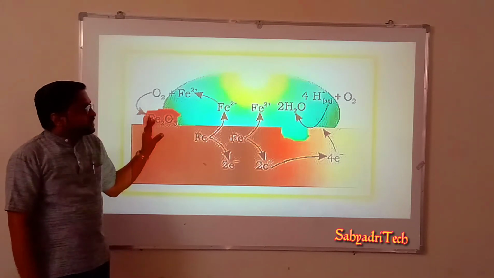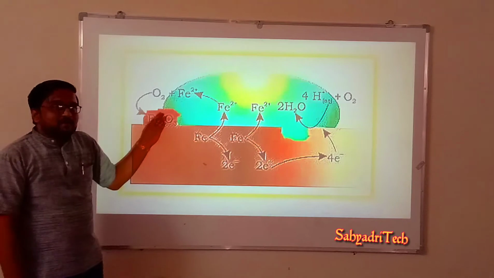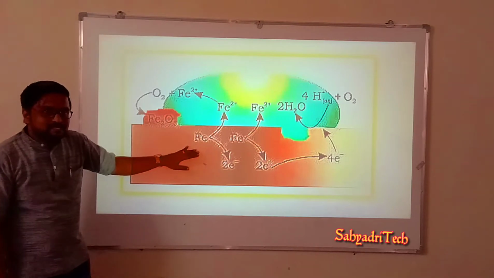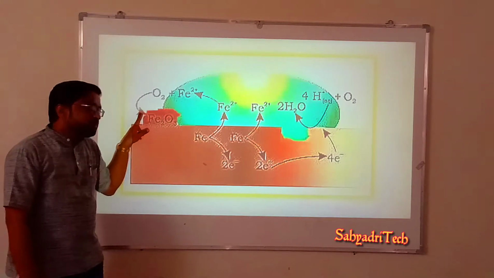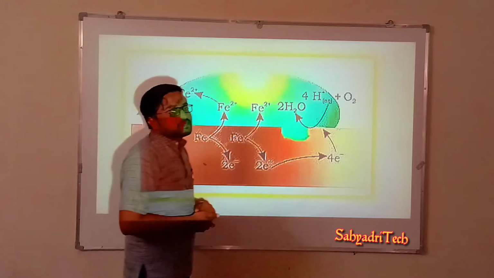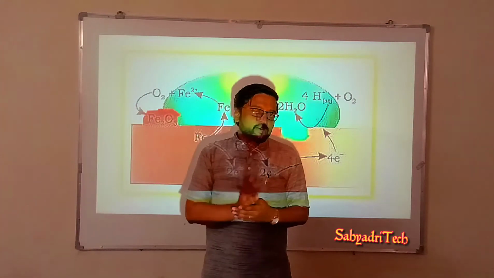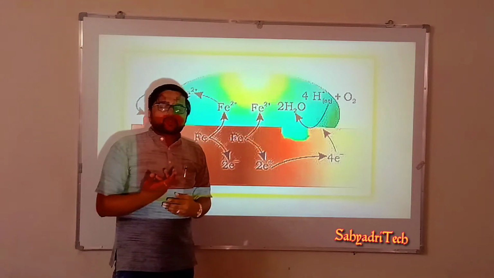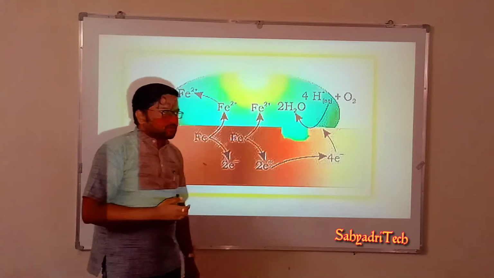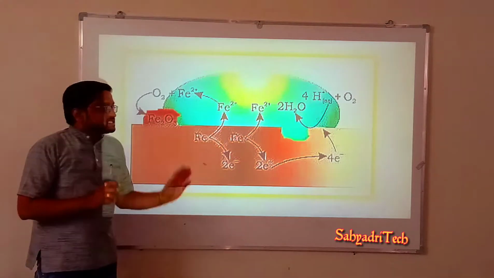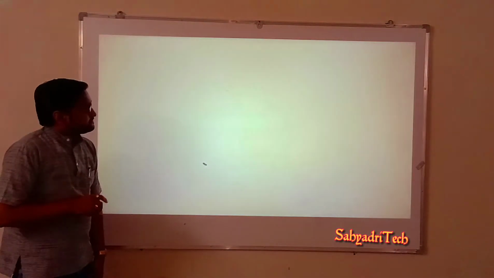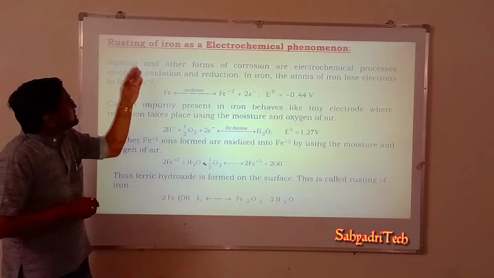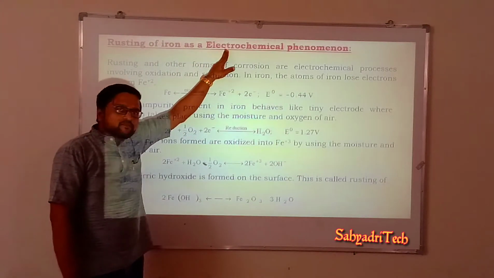So what happens here? Part of the iron is being lost in the form of its compound. Therefore, this phenomenon is considered as corrosion of iron. Well, what is the phenomenon included here? Electrochemical phenomenon. Therefore, rusting of iron is studied as an electrochemical phenomenon.